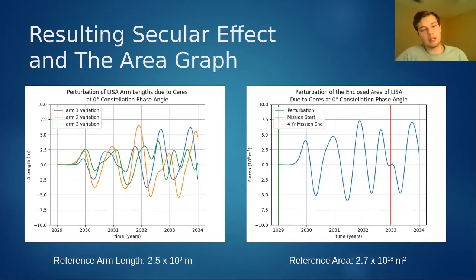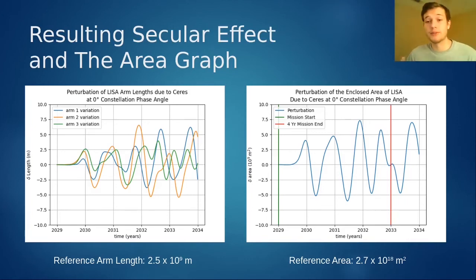And of course you might be looking at this graph on left and be thinking, wow, that's just a lot of graphs on top of each other. How do I look at this? We were thinking the same thing, so we boiled it down to this graph on the right here. This is the perturbation not of the arm lengths, but instead of the enclosed area of LISA. And so the idea there is that you're looking at this area here, and as it gets distorted, it might get smaller, might get bigger. We keep track of that change.